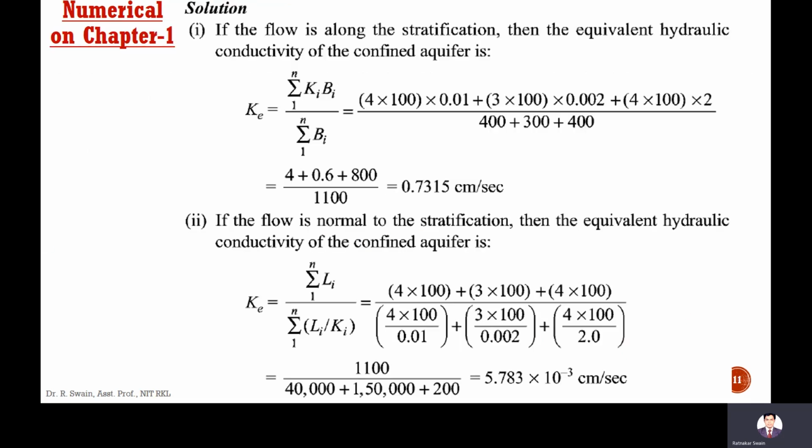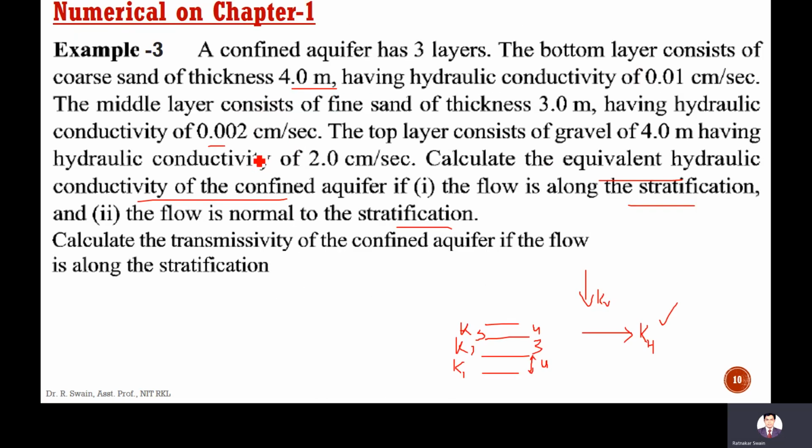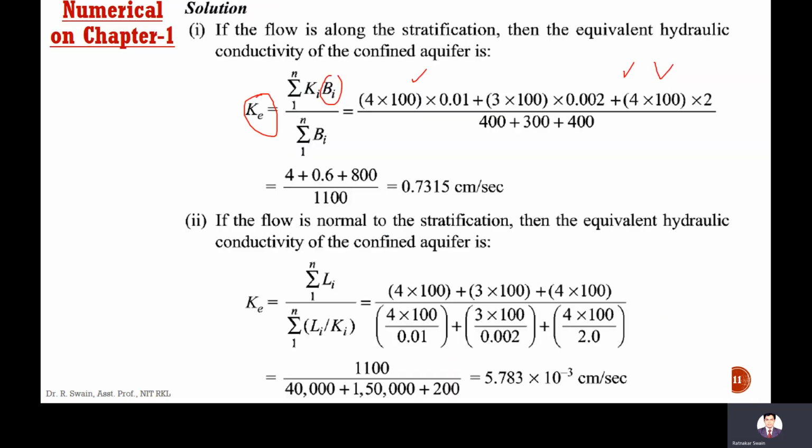KH is the summation of Ki Bi, where Bi is the thickness of each layer. So the summation of this multiplication, K1 B1 plus K2 B2 plus K3 B3. Everything is given, so we just have to convert meter into centimeter, because hydraulic conductivity is given in centimeter per second. So K1 B1 plus K2 B2 plus K3 B3 divided by B1 plus B2 plus B3. We'll get 0.7315 cm per second.